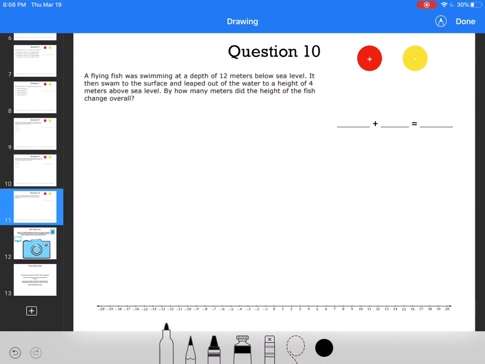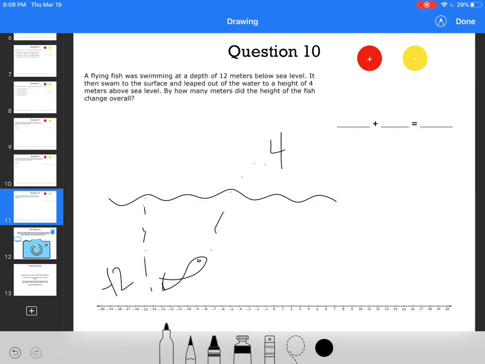A flying fish swimming at a depth of 12 meters below sea level. It then swam to the surface and leapt out of the water to a height of 4 meters above sea level. How many meters did the height of the fish change overall? So I have water, and I know I've got this fish. And I don't know which end's the head. We're going to make that end the head. Okay, and it's at negative 12 because it's below sea level. Then it jumps out to positive 4. So I'm starting at negative 12 and I'm going to positive 4.